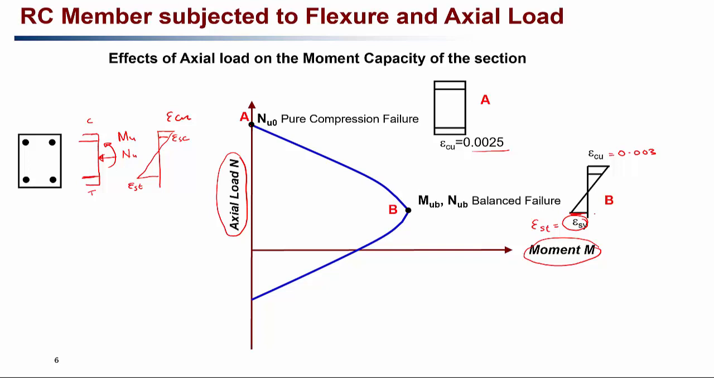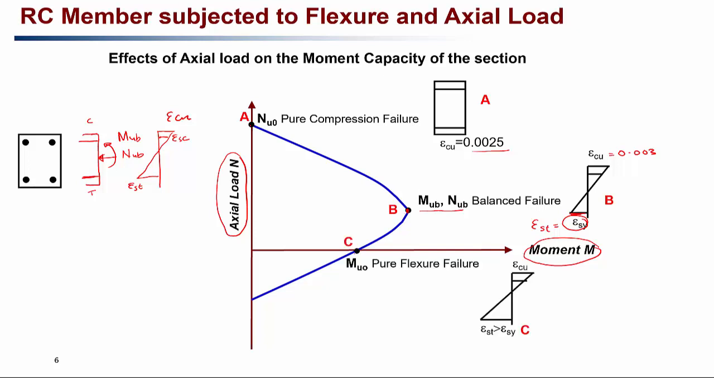At the balance failure, we need to find out the axial load capacity. We denote it as NUB, B standing for balance, and MUB is the bending moment capacity at the balance point. If you find that, MUB comma NUB will give us this point B as well. That's the balance point, the second point of interest for us.